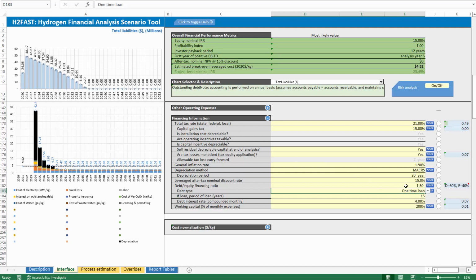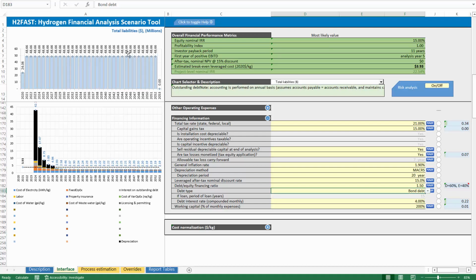Obviously, this is a less leveraged capital structure, and as such, the cost you have to recover per kilogram of hydrogen is higher. So in this case, you need $4.50 per kilogram to achieve the financial performance with a less leveraged capital. Or you can say, I'm going to have a bond debt, in which case the principal stays outstanding until the end of the project operation window. And you'll see that this is a much more leveraged financial arrangement, and you can charge less. Now it's $3.39 per kilogram of hydrogen.